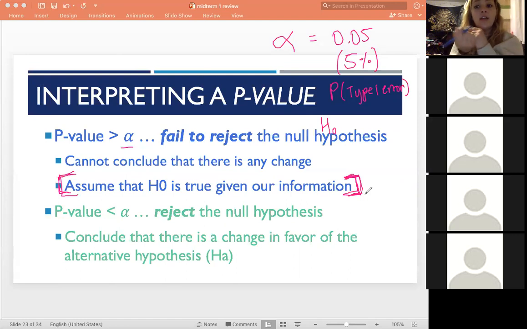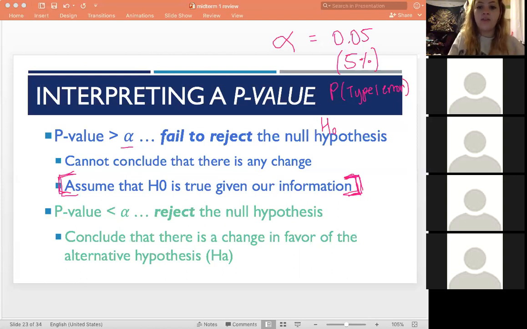So you're going to take that data on them and then get that p-value and then decide, are we going to fail to reject the null and say, nope, still haven't changed? Or are we going to reject the null and say, okay, you've changed. So that's the difference there. P-value greater than alpha, fail to reject. No change, we're going to keep it that way.